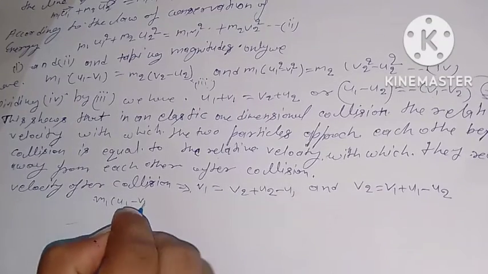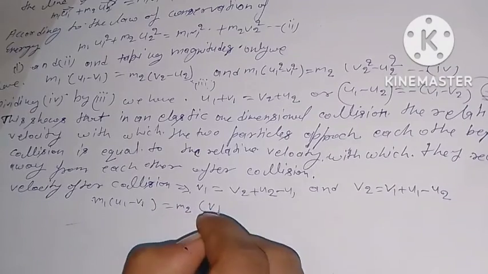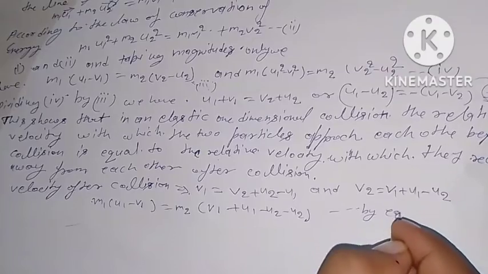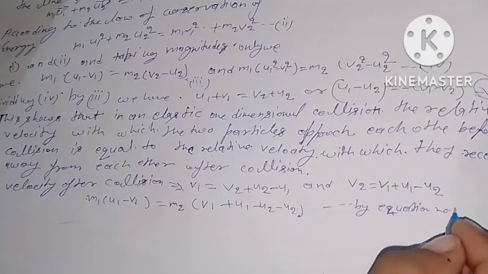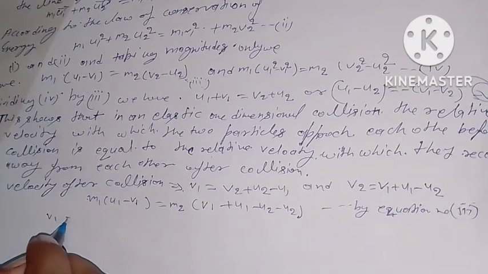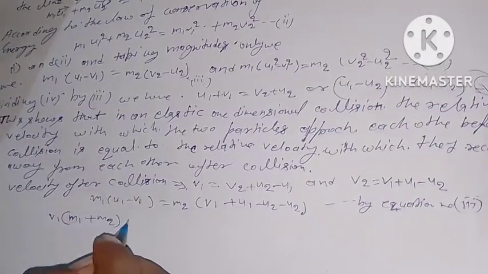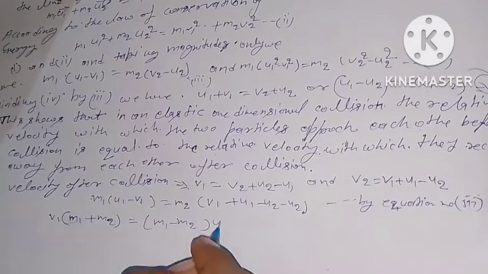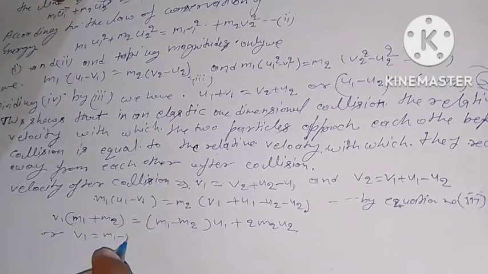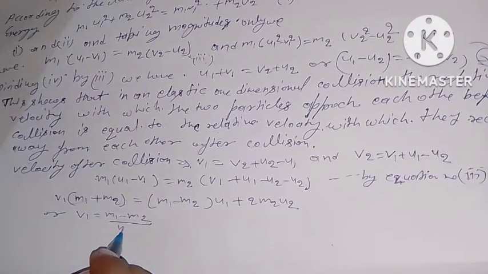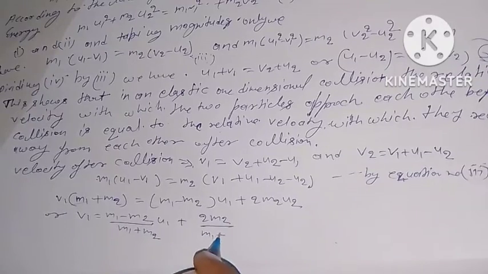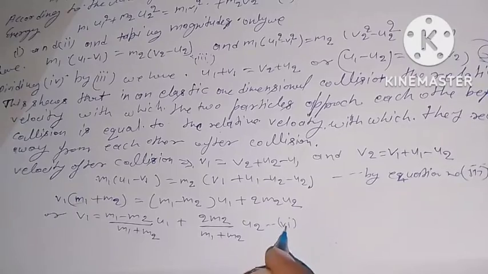Substituting the value of v2 in equation 3, we have m1 (u1 minus v1) equals m2 (v1 plus u1 minus u2 minus u2). By equation 3, v1 (m1 plus m2) equals (m1 minus m2) u1 plus 2 m2 u2, or v1 equals (m1 minus m2) upon (m1 plus m2) times u1 plus 2 m2 upon (m1 plus m2) times u2. This is equation number 6.